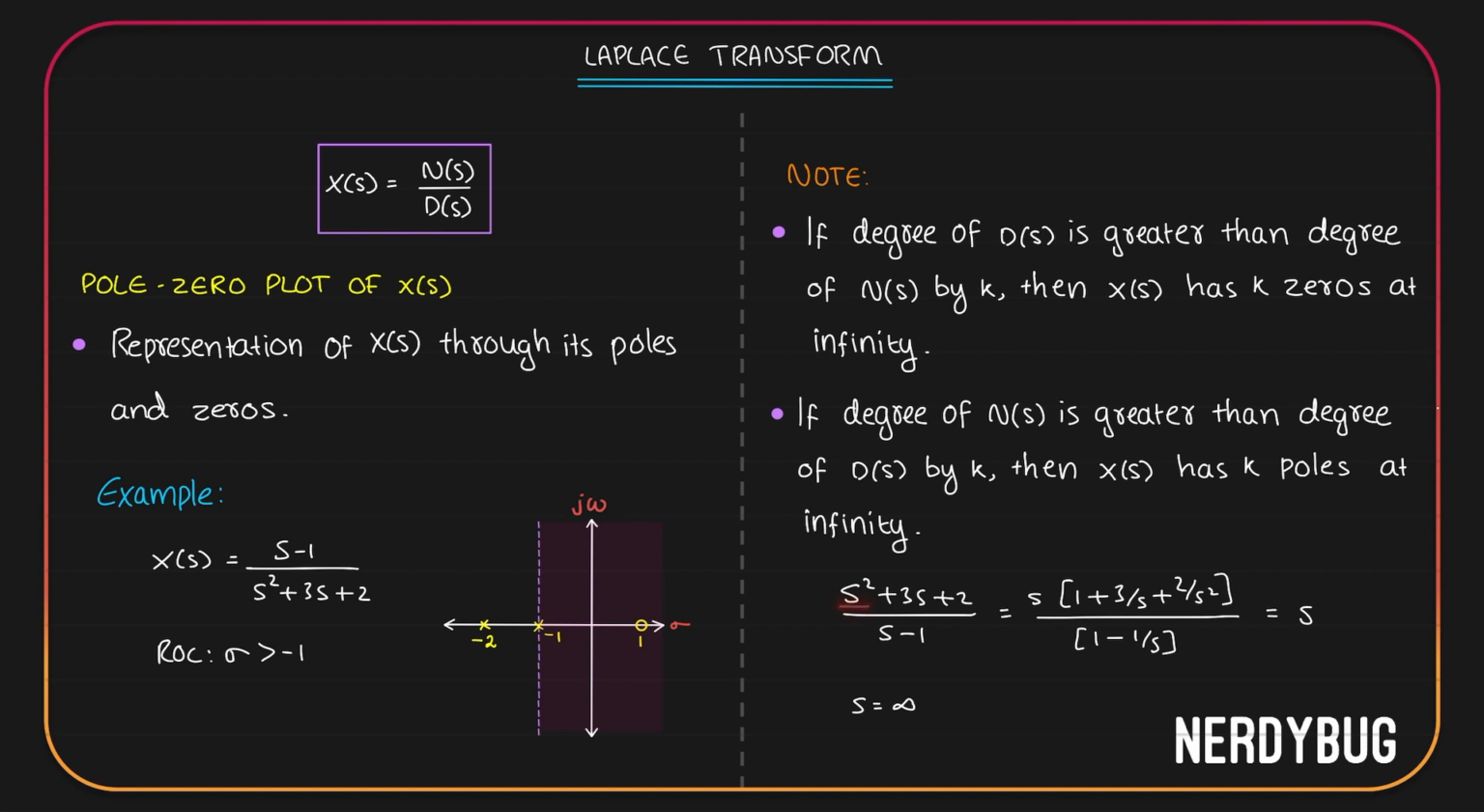Here the degree of the numerator is 2 and the degree of the denominator is 1. The difference between them is 1. That is why we got 1 pole at infinity. If the difference were k, instead of s, you would get s raised to k, which means there are k poles at infinity.